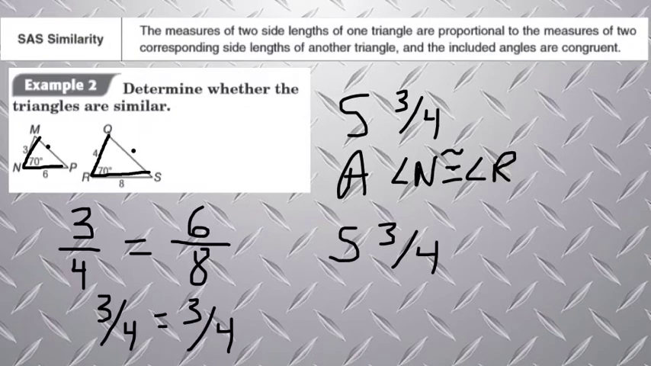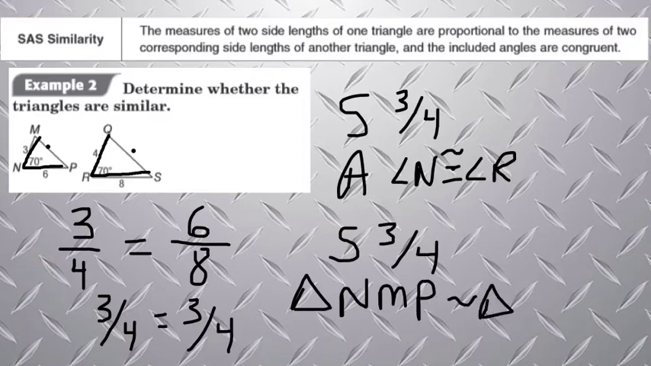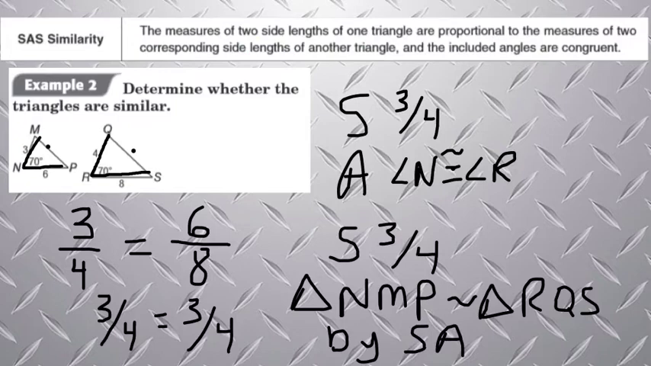So these two triangles are similar using side angle side. So I can write triangle NMP similar to triangle RQS by SAS, side angle side.